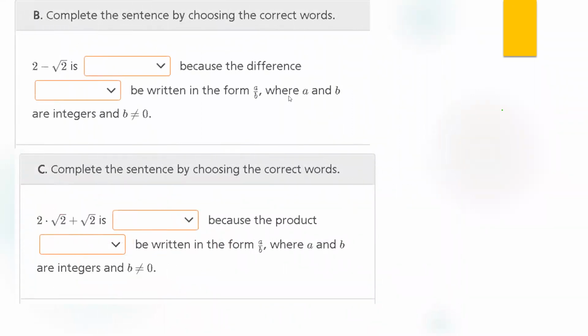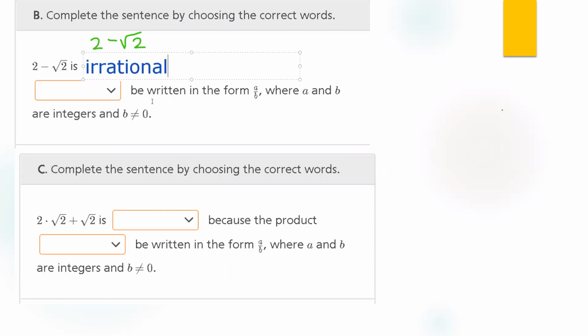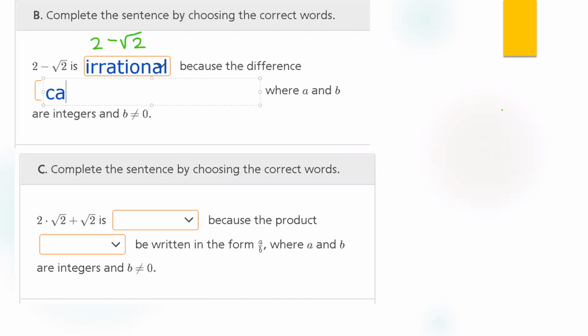Now, what about subtraction here? Here we have rational minus irrational. What will the answer be? It's still 2 minus square root of 2. So is this one rational or irrational? Yeah, it's irrational. Why is it irrational? Look at it now. Can you write it as a over b? No. So we can say here, cannot.